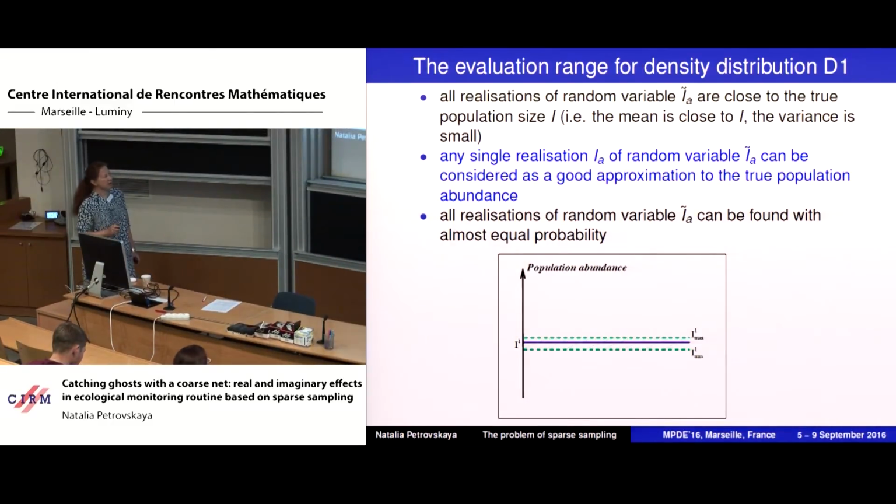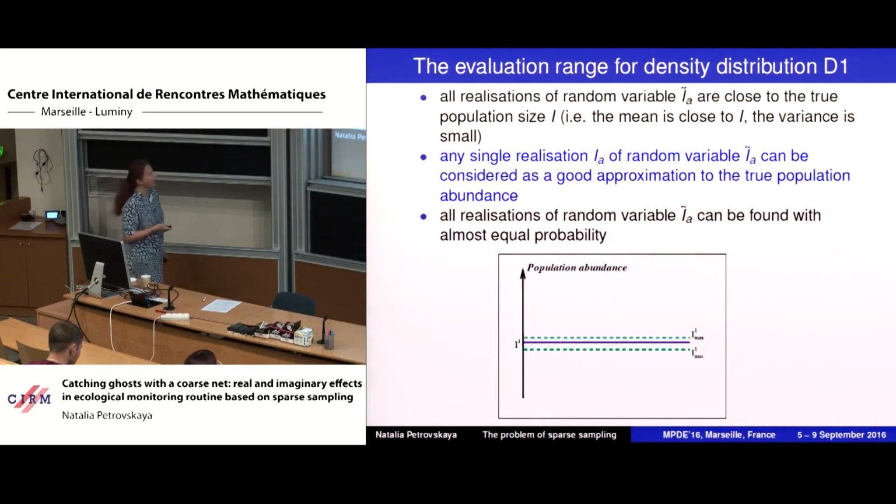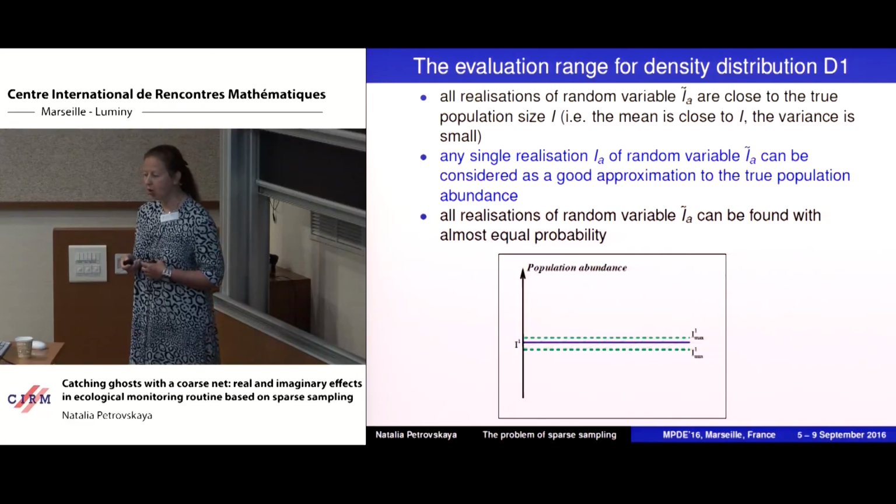I want to skip some mathematics and just say some magic words like "it can be shown." So it can be shown, when we have this nice, smooth density distribution, all realizations of our random variable will be close to the true population size. So my diagram will look like this. That is my range. The range is not so big, so the variance is small. And therefore, any single realization of our random variable can be considered a good approximation of the true population size.